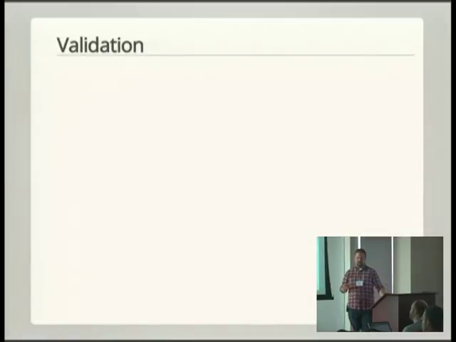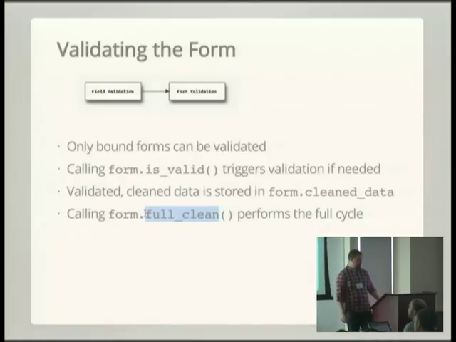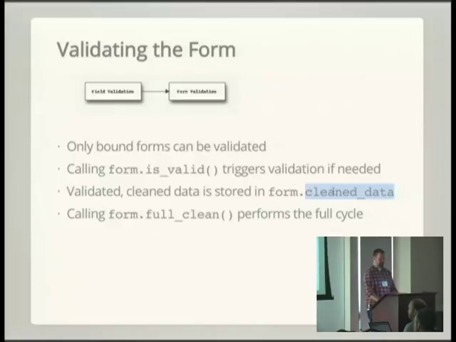So when we talk about validation, this is really the process that gets us from input to Python objects. There are two different steps: field validation, which is at the field level, and form validation. There's this is_valid method on every form. Basically, you almost never have to trigger validation yourself. You can do things like access is_valid or errors, and it's going to handle it for you if you need to. The full_clean method is what performs the full cycle if you need to trigger it yourself, but that's pretty rare. After validation, there's this cleaned_data dictionary that will have all the fields in your form that have been validated, and they'll be Python objects at that point.